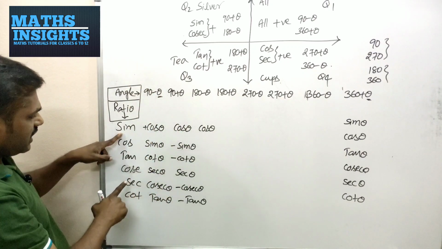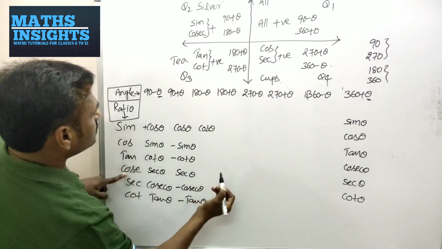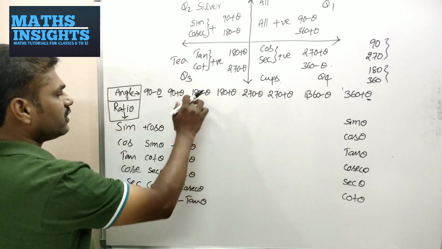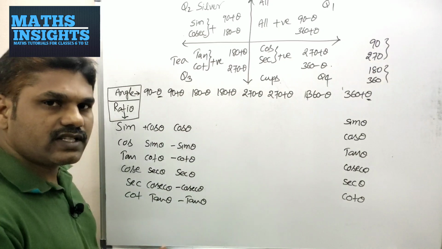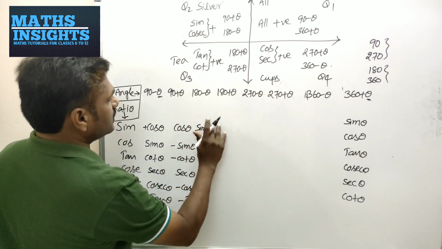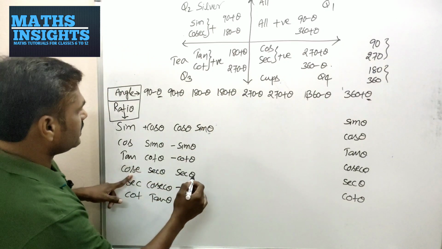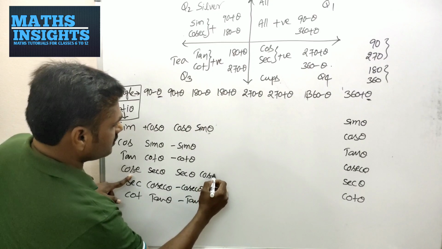And what is the next ratio? Cosecant. This is 180. For 180 you will not change any ratio, that means sine will become sine theta, and cosecant of 180 minus theta will become cosecant theta.